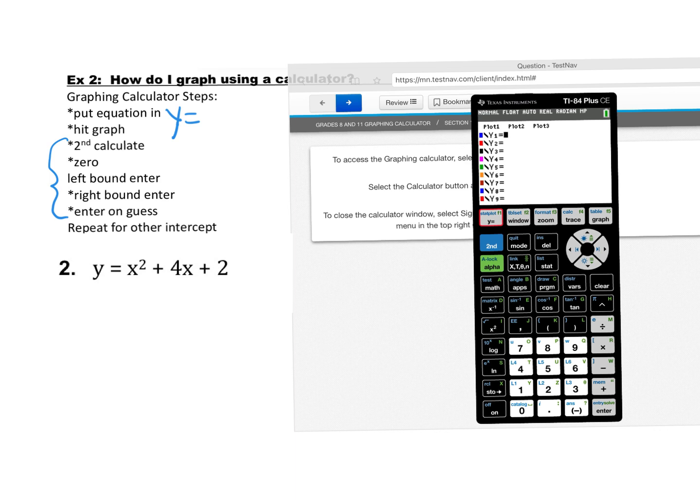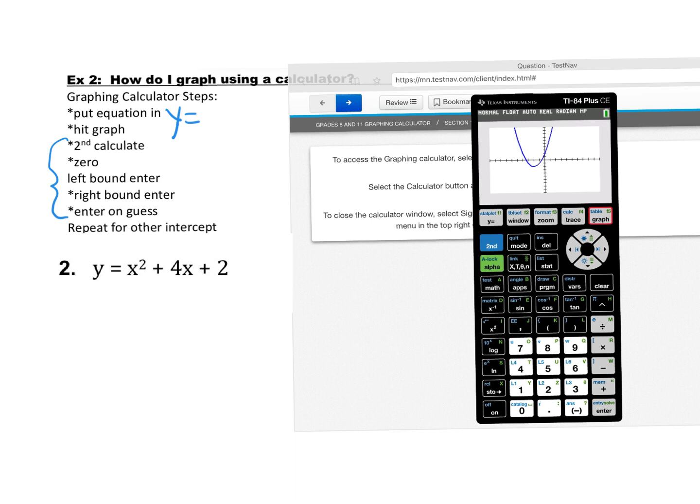So remember, to put the x squared in, you have to have the alpha lock so you can get that x. And now we're going to square it. And then plus 4. And now we've got the x, so we're going to do the alpha again to get to our x, and then plus 2. And we're going to enter. Oops, nope, I'm sorry, we're supposed to graph that. All right, so now we've got this on the graph.